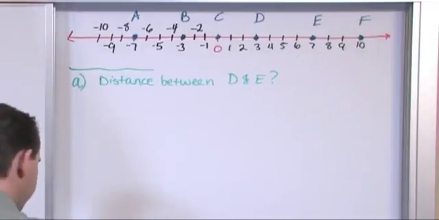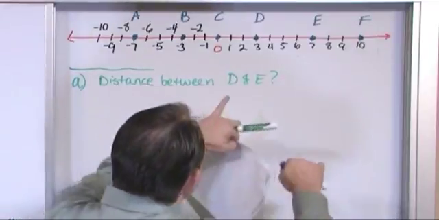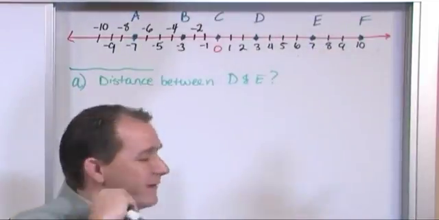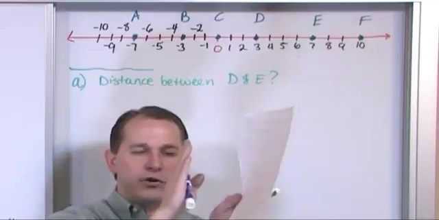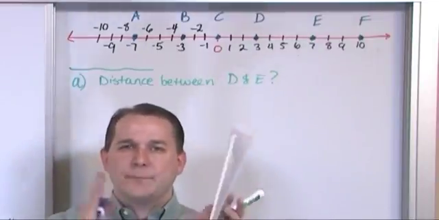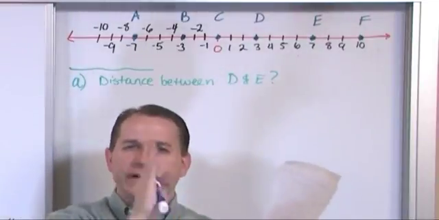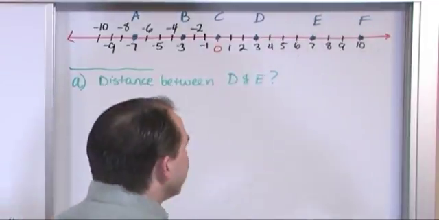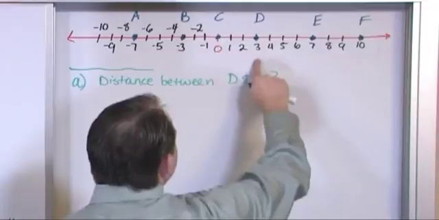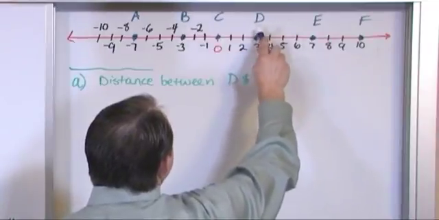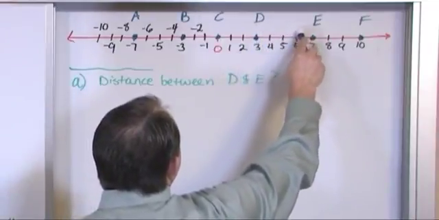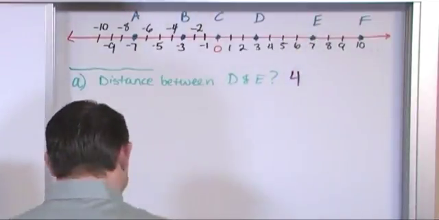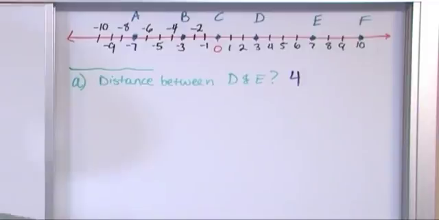So anytime you're given that, you need to locate the points, obviously. D is here and E is here. And the distance between them basically is what you're looking at: you're only counting the number of units between those two points. That is the distance between them. So the distance between D and E is here, and the easiest way to do it is just to start here and count. 1, 2, 3, 4. So, distance of 4. Okay?